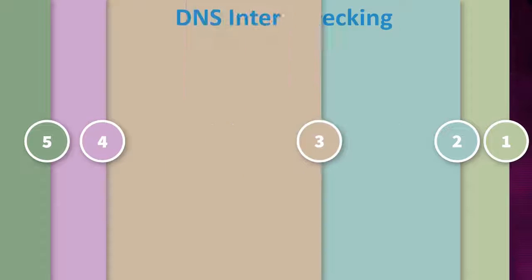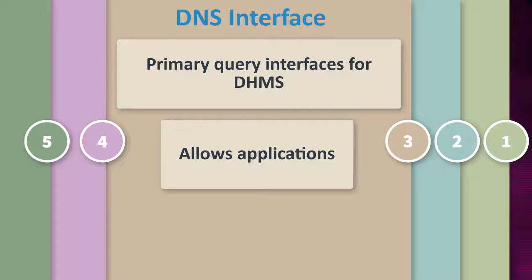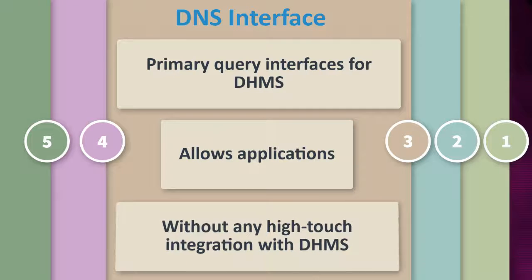Third is the DNS interface. One of the primary query interfaces for DHMS is DNS. The DNS interface allows applications to make use of service discovery without any high-touch integration with DHMS.